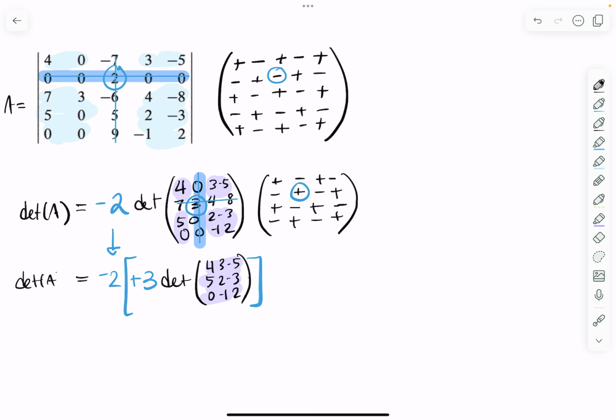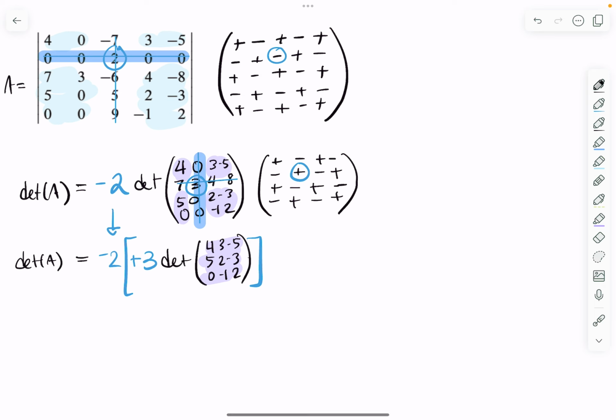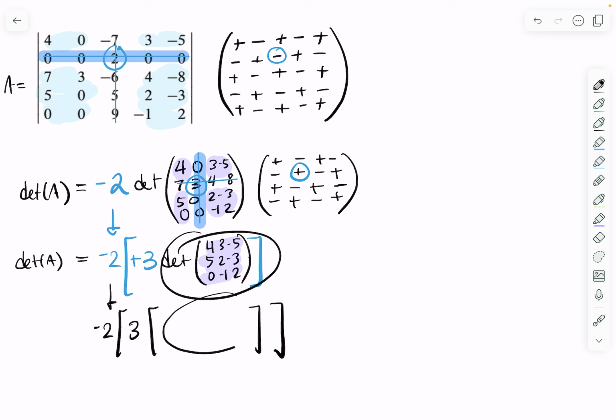This here is the formula for the determinant of A, but it's based on the determinant of this. So again, we have to do cofactor expansion. So then just to keep things organized, we're going to drop this down. Then we have +3, which does not matter. It's just still 3 times the determinant of this, which we will get. We have to find out what this is and plug it in here.